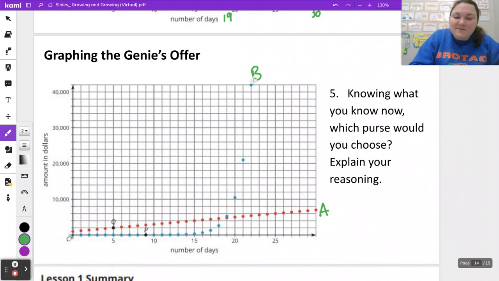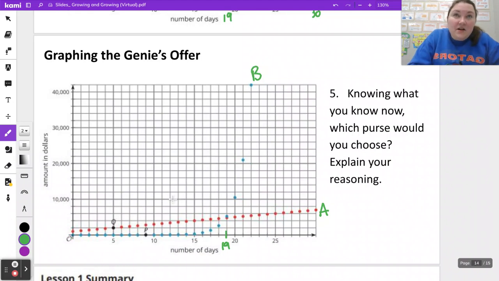We just said purse B is only the better option after day 19. So if you're allowed to have that purse forever and you can wait 19 days to take out the money, then absolutely B is going to be better. But if you only got that purse for 2 weeks or 1 week, right? We saw for the shorter amount of time, A is a much better option.